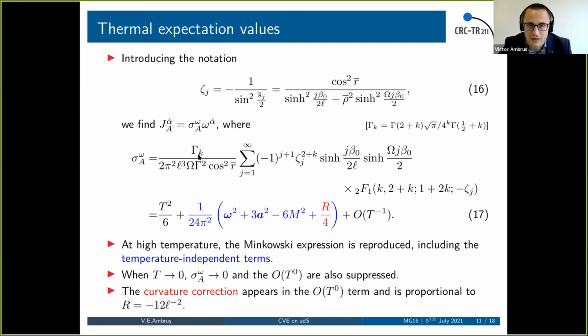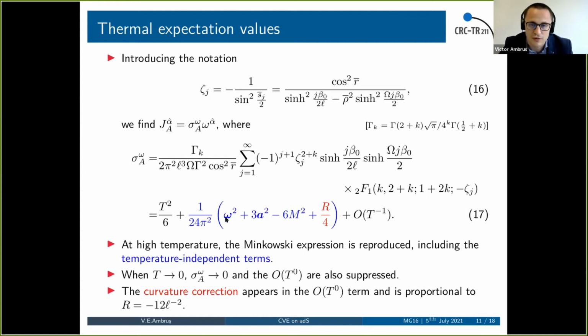So K here is the product between the mass and the curvature length. Here's some hypergeometric function, and at large temperatures, one is able to derive this limit, which is the Minkowski expression plus the correction.